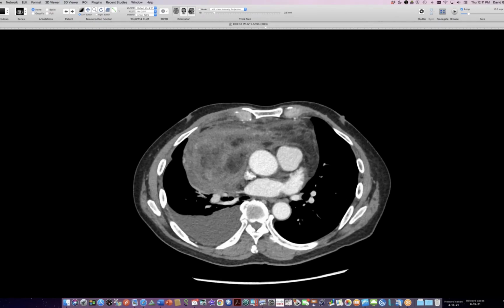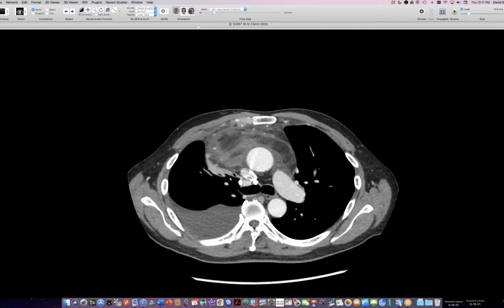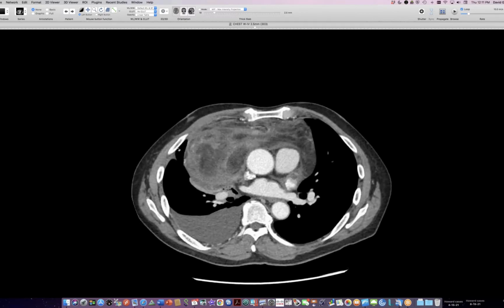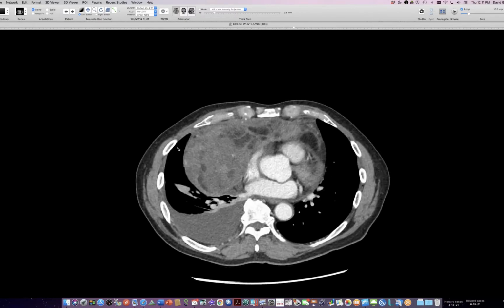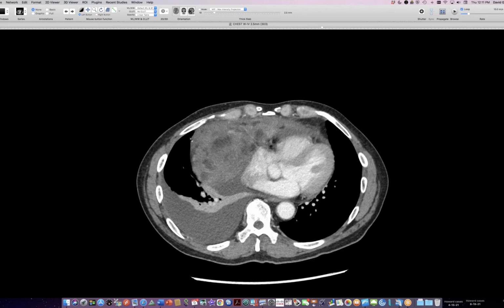I don't know why it wasn't resected initially at the time of this CT. This is outside imaging, and I don't know what the clinical approach was at that time. Eventually, I think this thing was resected. So a progressive, large liposarcoma of the anterior mediastinum.